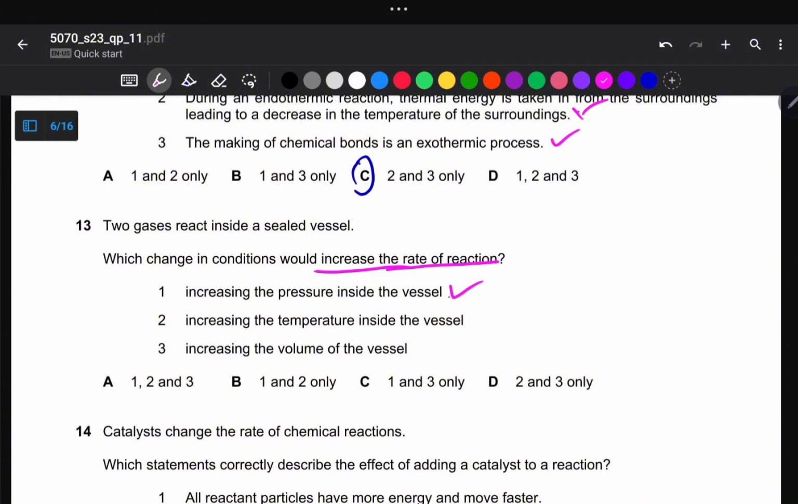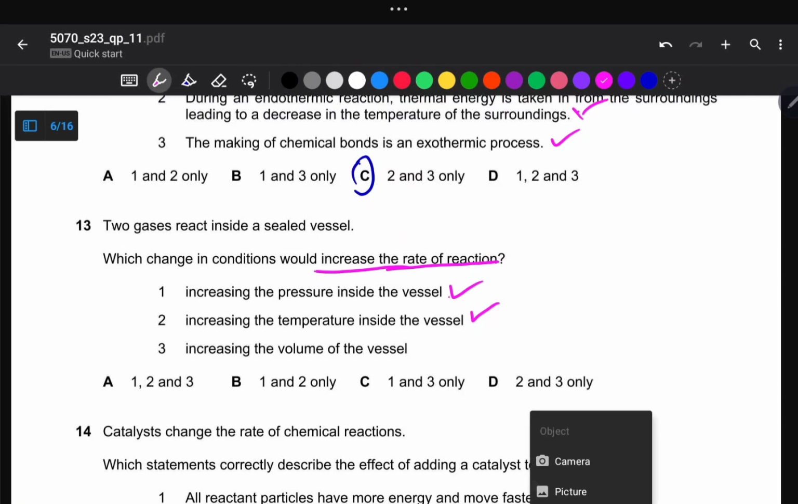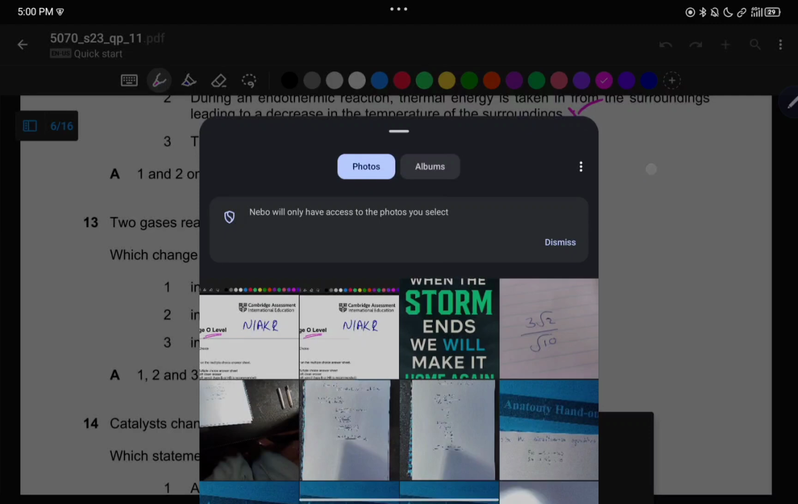So increased temperature increases the kinetic energy of the particles, thereby increasing effective energetic collision, thereby increasing the rate of a reaction. So this is true. So option number 3 says increasing the volume. So according to Boyle's law, volume and pressure, they are inversely proportional to each other. So when we increase volume, we thereby decrease pressure.